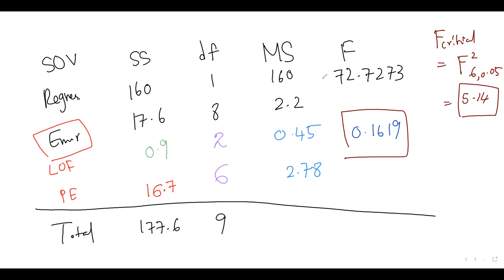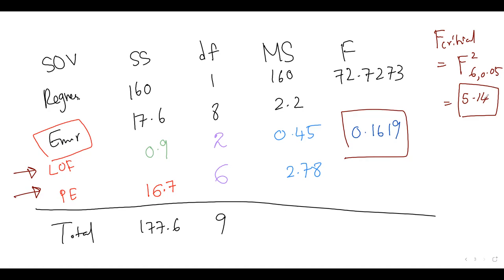This is the ANOVA table I asked you to compute. The only addition was this line and this line. Everything else we computed earlier. I asked you to add these two lines. That's it. Just take a screenshot so that we can move ahead.